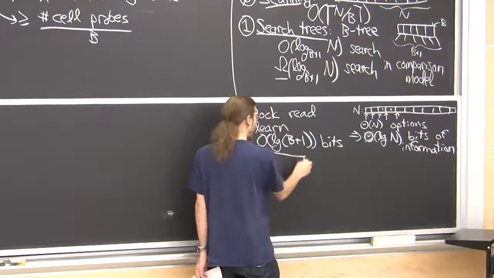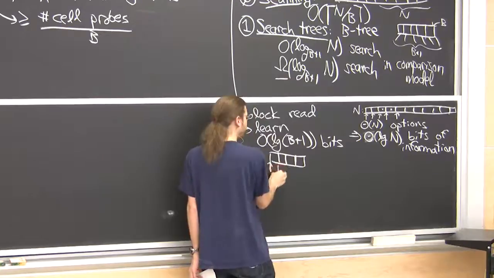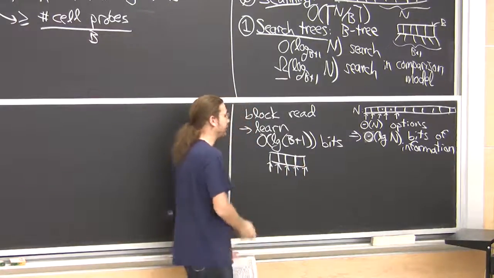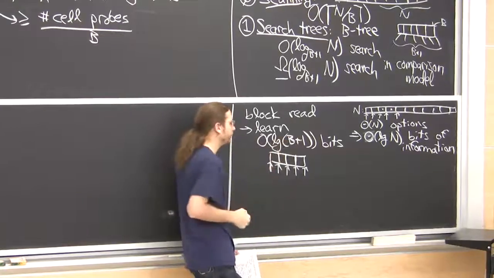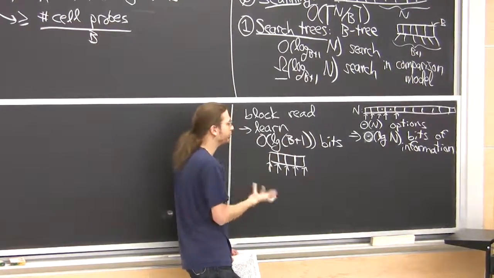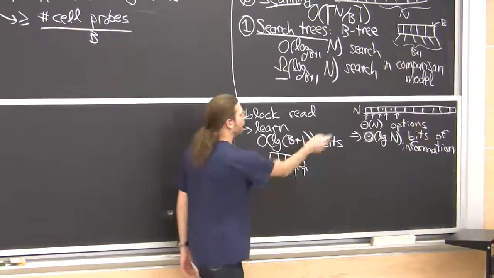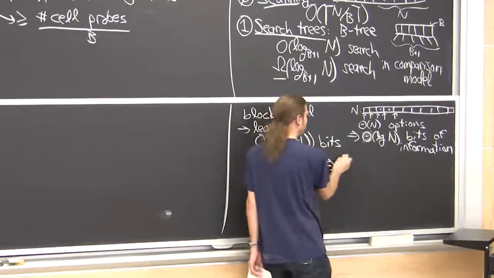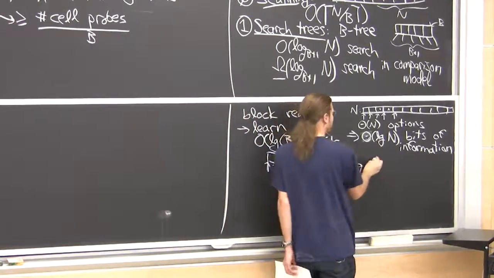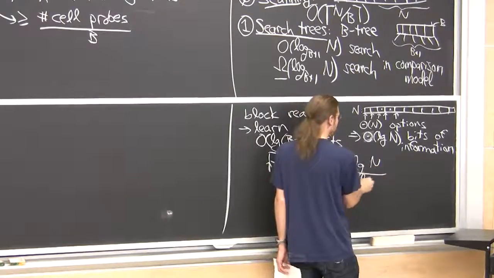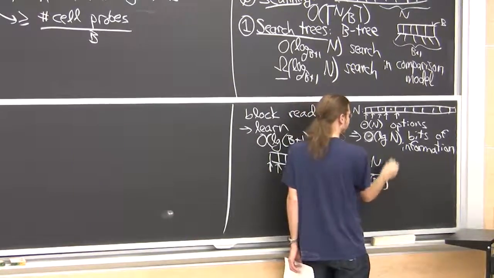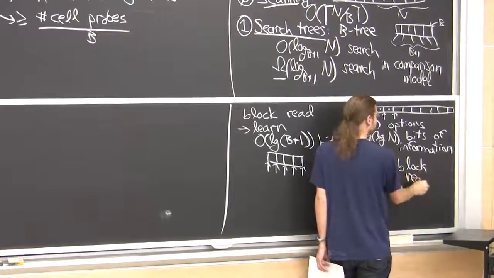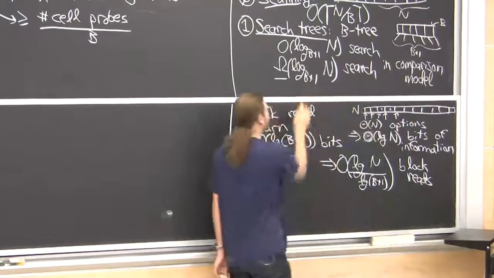Because what you learn is, among these b items, where do I fit? And in the best case, that is log of b plus 1 bits of information. It could be worse if these guys are not well distributed among your n items. It's at most that. And so you take the ratio, and you need log n over log b plus 1 block reads. Okay, and that's log base b plus 1 of n.